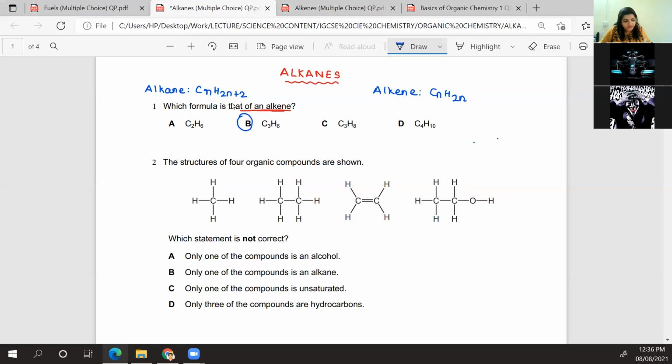Yes, the answer is B. The rest, A, C, and D, are all alkanes, where the hydrogen is twice the number of carbons plus 2, so there are an extra 2 hydrogens.